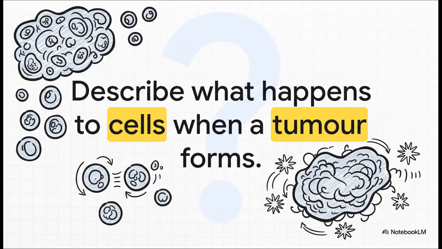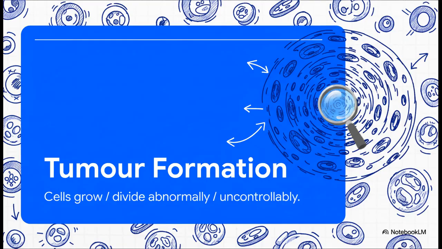So the first question is a pretty straightforward 1 marker. Describe what happens to cells when a tumor forms. It's basically asking for a definition. And here it is, the exact wording from the mark scheme. To get that 1 mark, all you need to say is that the cells grow or divide either abnormally or uncontrollably. See those slashes? That just means any of those combinations will do. It's simple, it's precise, and it's a guaranteed mark if you know it.